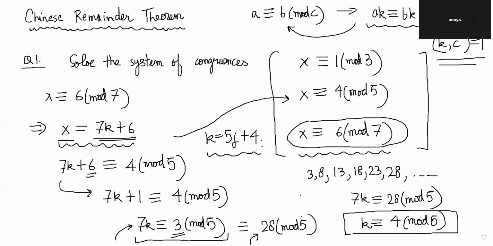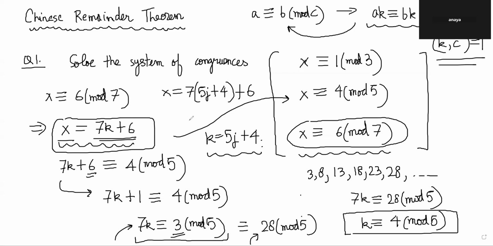So k is 5j plus 4. So x is what? x was earlier 7k plus 6, right? So it will be 7 times 5j plus 4, plus 6, right? So 35j plus 34. We have used all the information we knew so far and we got x as 35j plus 34, right? We'll put that now in this one.